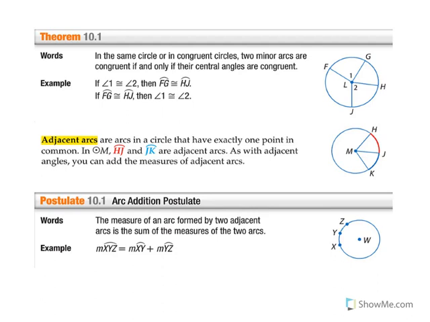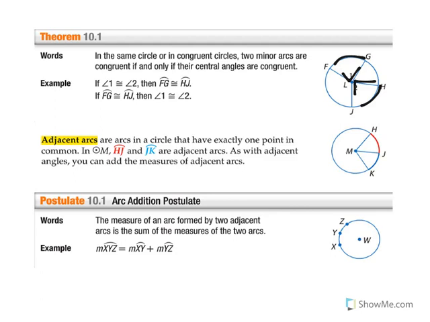And if the arcs are congruent, so if I know that arc HJ is congruent to FG, then I know angle 1 would be congruent to angle 2. This is what this theorem is saying. Adjacent arcs are arcs in a circle that have exactly one point in common. And this isn't super important, so you can just read through that.